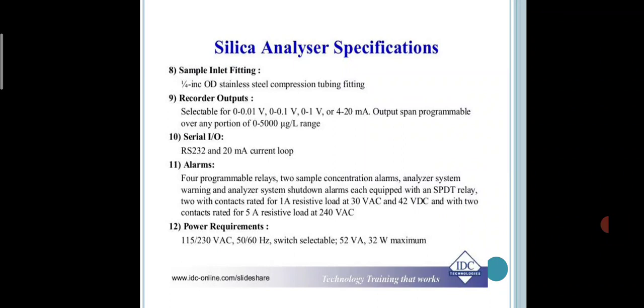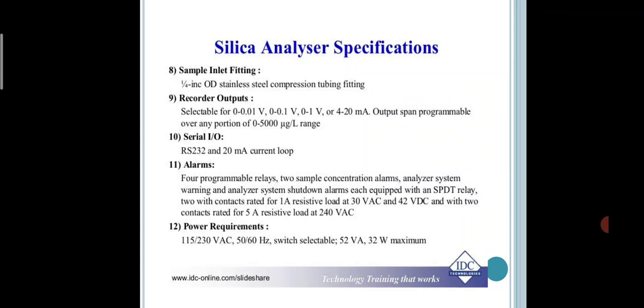Then we go for the alarms. The 4 programmable relays: 2 sample concentration alarms, analyzer system warning and analyzer system shutdown alarms, each equipped with an SPDT relay. 2 with contacts rated for 1 amp resistive load at 30 VAC and 42 VDC, and 2 with contacts rated for 5 amps resistive load at 240 VAC.